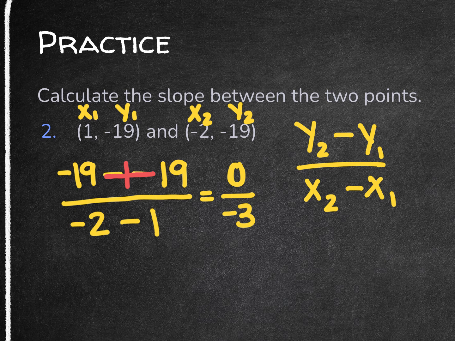When you have a 0 on top, your whole thing becomes 0. So if I were to take 0 divided by negative 3 and put it into my calculator, it gives me just 0. So remember, this is one of our special cases. On a graph, this would look like a horizontal line.